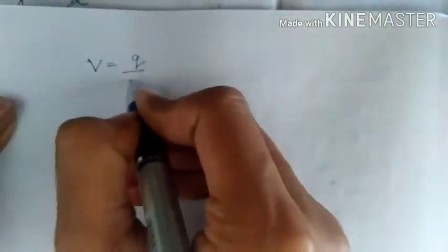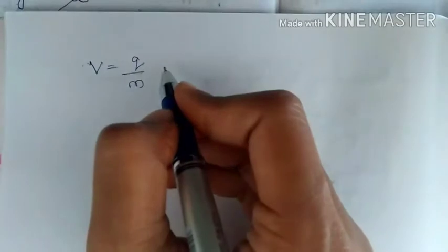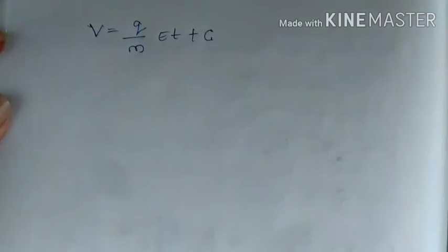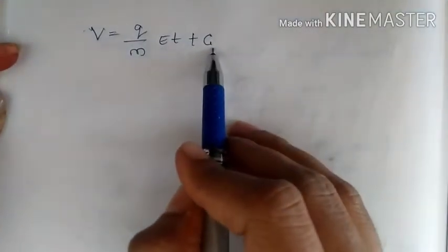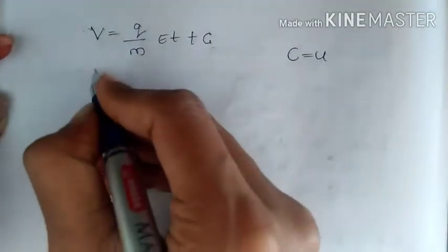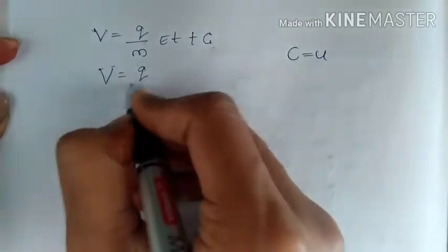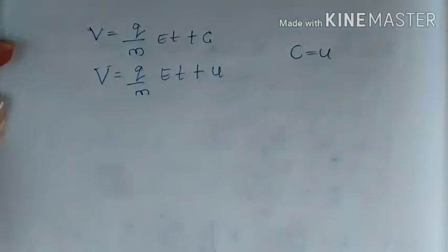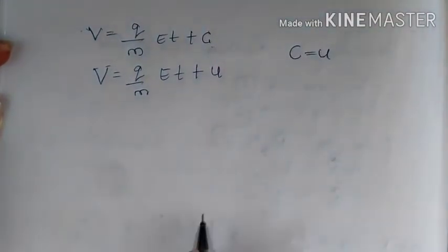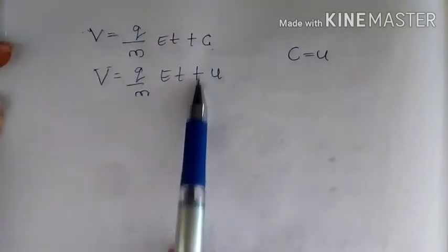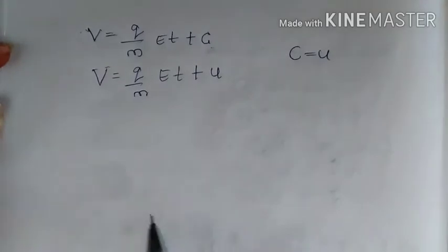So what is our equation? v is equal to (q/m)Et plus c. Here you have to substitute the value of c. We got c is equal to u. So by substituting we get v is equal to (q/m)Et plus u. So this is again an equation. We are writing the velocity of the particle in terms of the initial velocity.